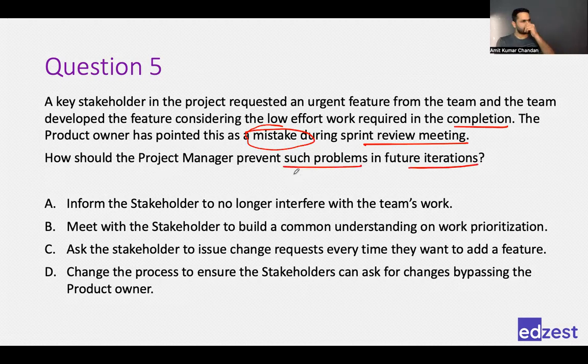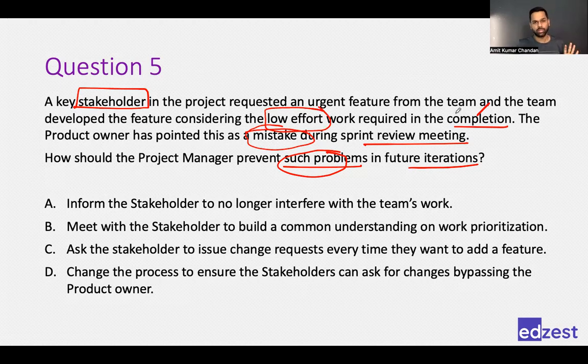Now, in some questions, they will ask how do you prevent such a problem, or how do you prevent this scenario? So you have to understand what the problem is, what the scenario is. The problem here is that the moment the stakeholder asked the team members to do some work, because it was low effort work, the team did it.